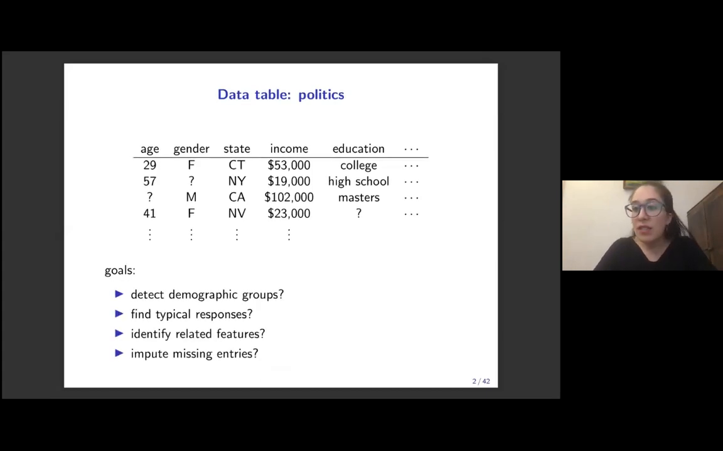So how would we do things like detect demographic groups automatically from data, find typical responses within these groups, identify related features, and impute missing entries? I should bring up a meta point, which is it's not even clear that it's reasonable to impute missing entries. Most of my talk, I'm going to assume that it's a reasonable thing to do, but perhaps the reason this 57-year-old in New York did not write down their gender is because they don't believe that the gender options given are valid for them, right? Okay, but I'm mostly going to proceed assuming that imputation makes sense.